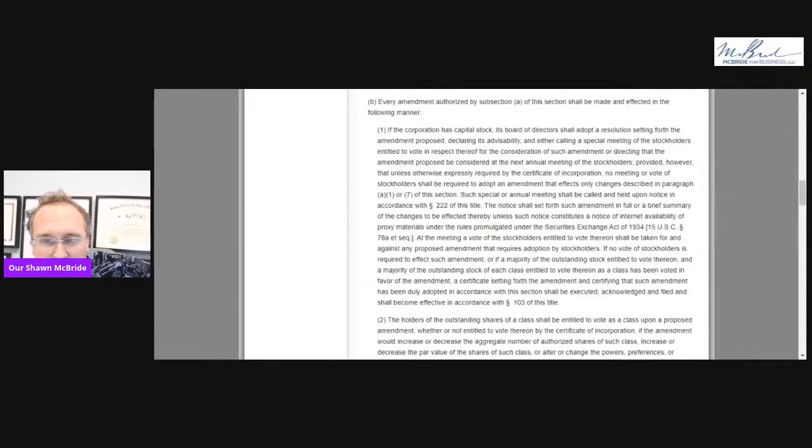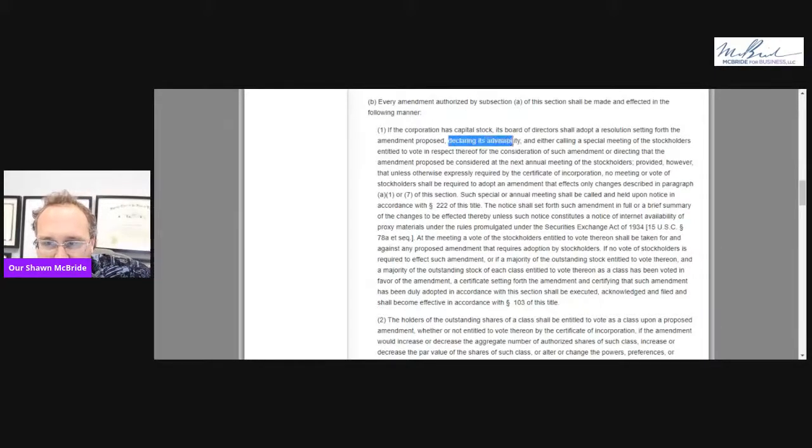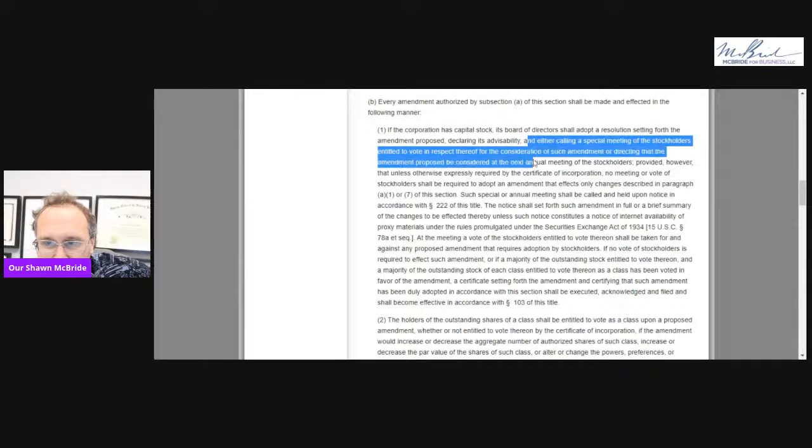So if the corporation has capital stock, its board of directors adopts a resolution setting forth the amendment proposed, right? So it's walking us right through it, right? So the board of directors adopt a resolution setting forth the proposed amendment. So we need a resolution from the board on the proposed amendment. They have to declare its advisability, and they either have to call a special meeting of stockholders in respect to vote thereon for consideration, or directing the amendment be considered at the next annual meeting of stockholders. So right now the statute's telling us.